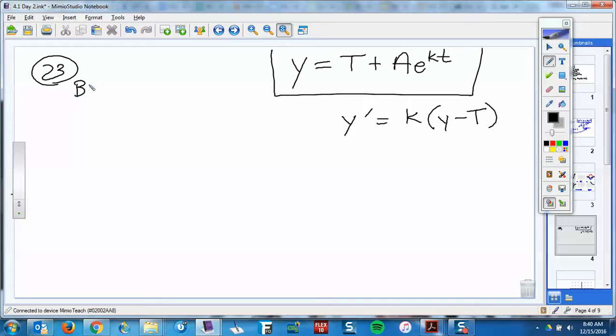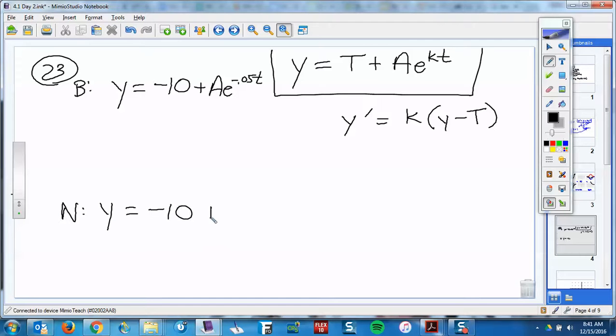Now, it's nice it gave us the K value. So for Boris, his equation is y equals, and what's the room temperature on this one? Negative 10, because they're outside and it's Frostbite Falls, plus A e to the, and Boris's is negative 0.05, because he doesn't care about the environment. So that's his equation. And Natasha's equation is y equals negative 10 plus A e to the negative 0.08t. Now they both have the same initial conditions.